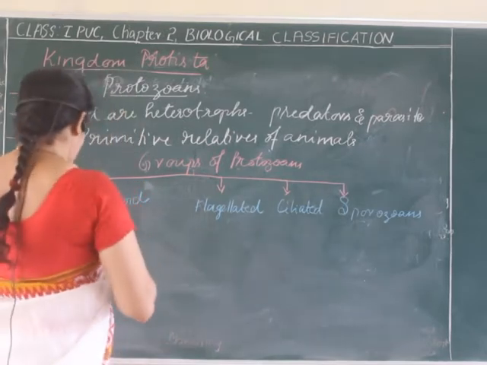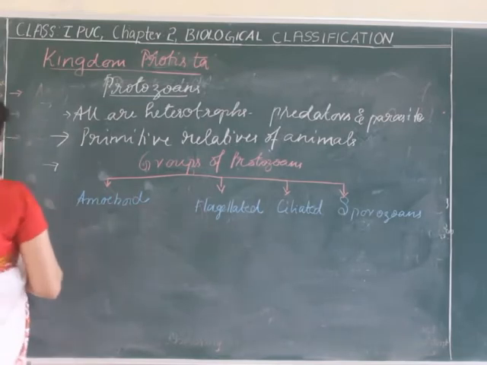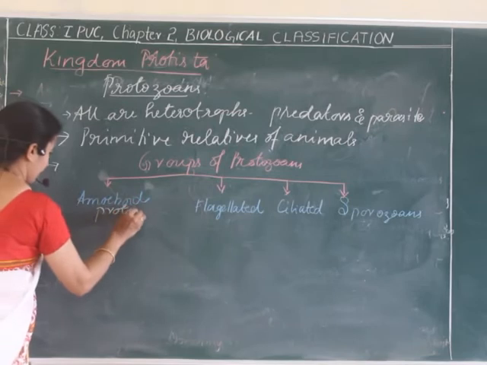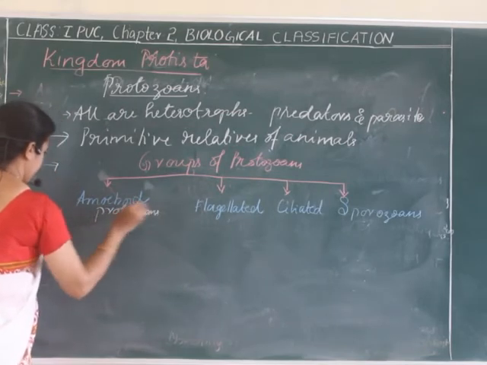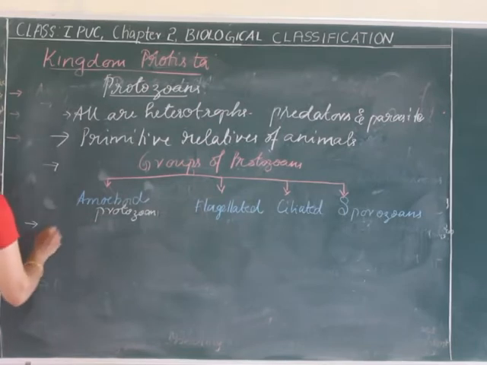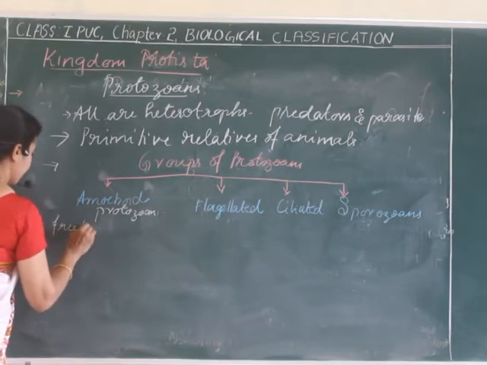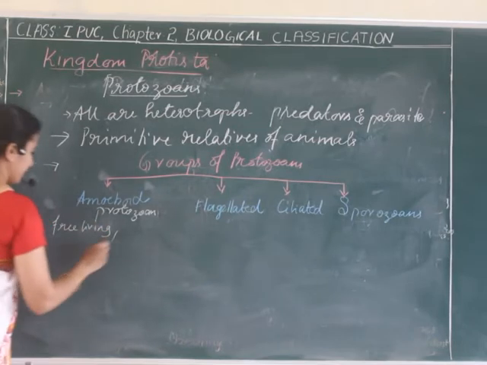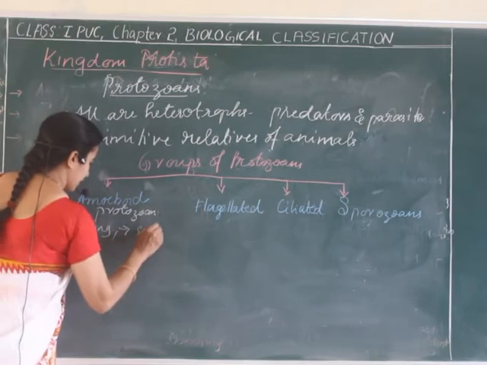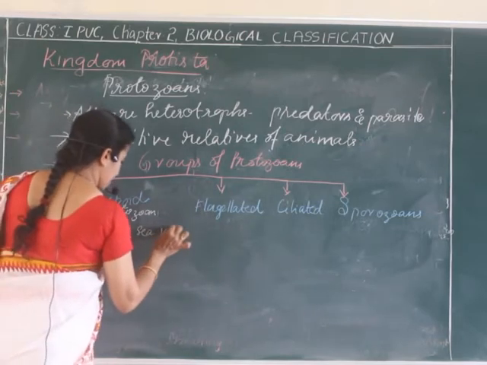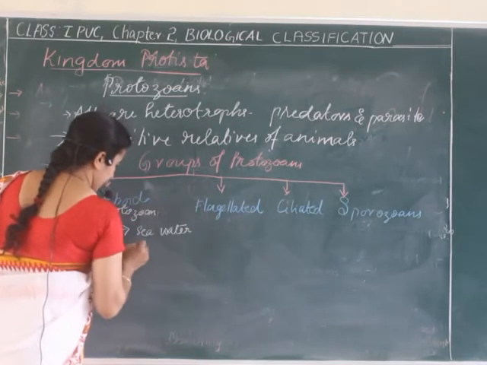Now we'll start studying them one by one. Amoeboid protozoans. What are the features of amoeboid protozoans? They are free living. In which regions can they be seen? They can be found in freshwater, seawater, and also in moist places.